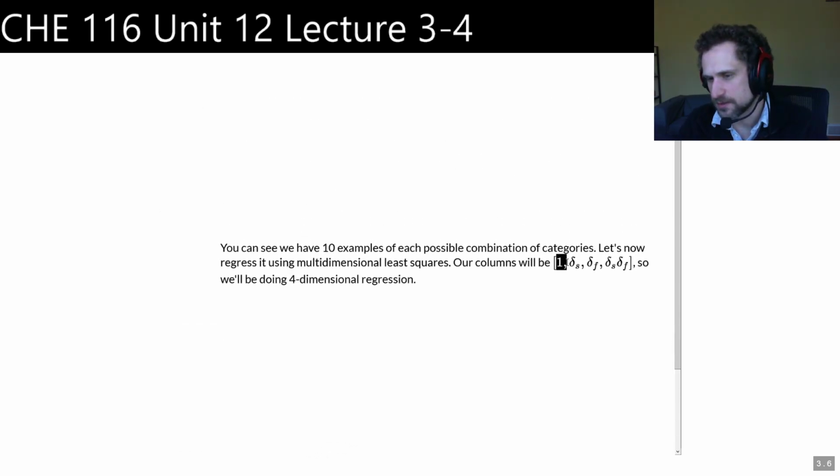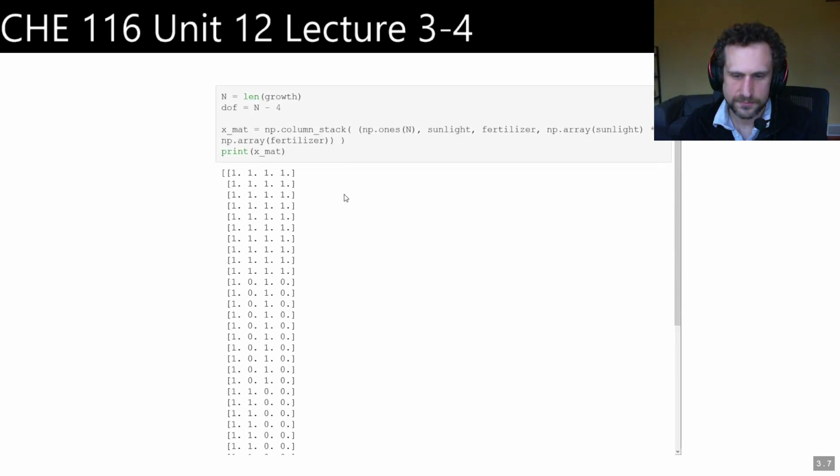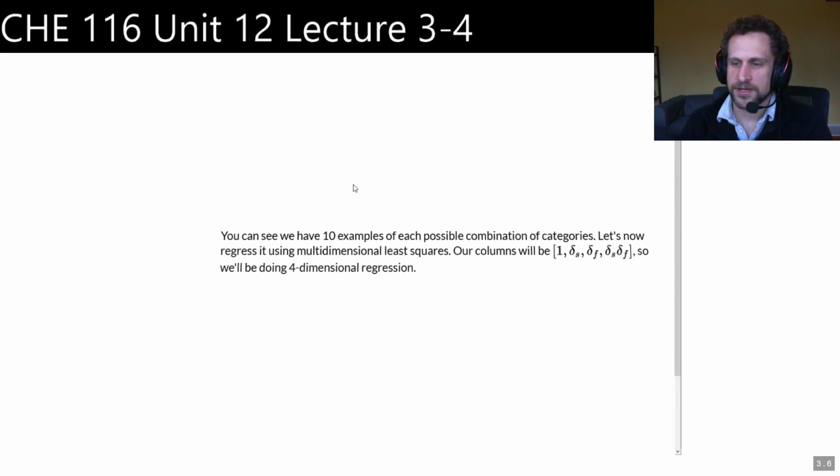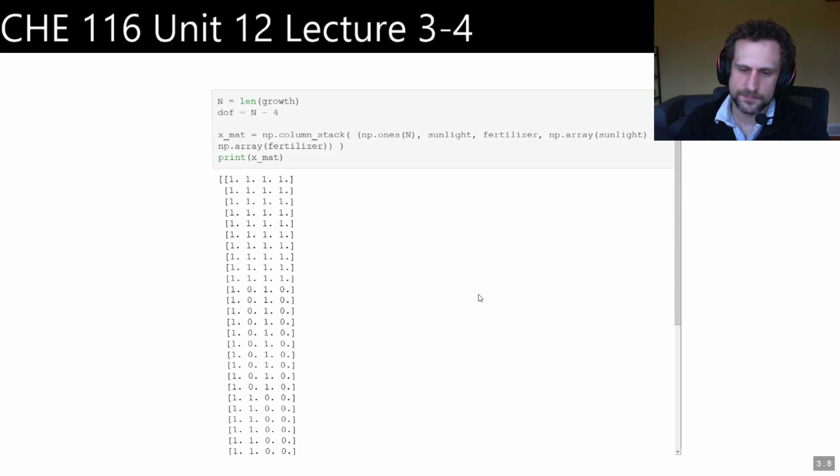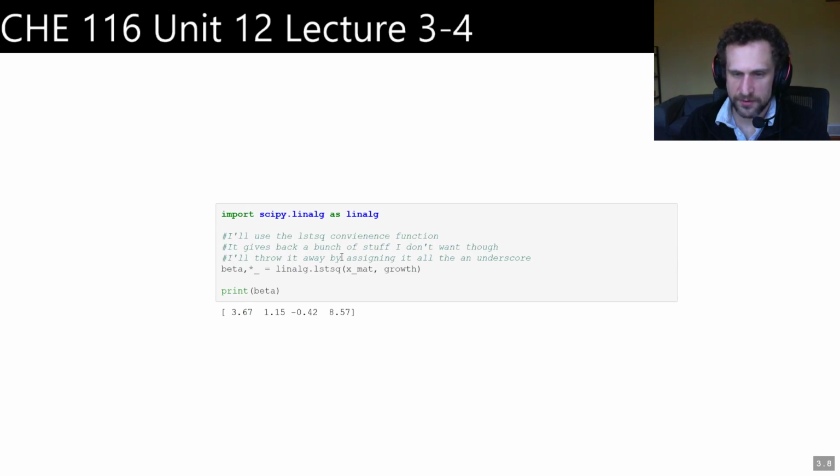So the dimensions: for my X matrix for the n-dimensional regression, I need to have a column of ones for my beta 0. Then I need to have my indicator for the sunlight, my indicator for fertilizer, then my product. So here's that data. And so it's a 4-dimensional regression, right? Okay, so it's very straightforward to do this regression. Just plug it all in here.